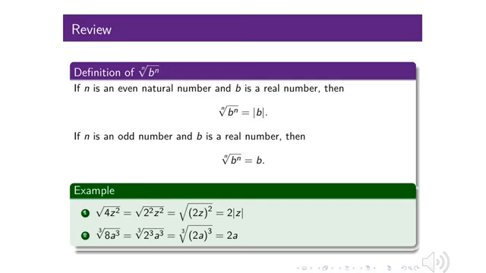To illustrate the above definition, we have the following examples. First, we have the square root of 4z squared, and we can simplify this by rewriting the expression as the power of the index. Then we obtain 2 times the absolute value of z. Similarly, we have cube root of 8a cubed, and we can simplify this using the same process in example 1. Then we obtain 2a.